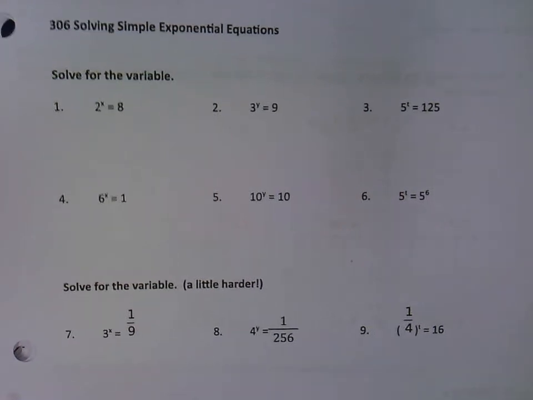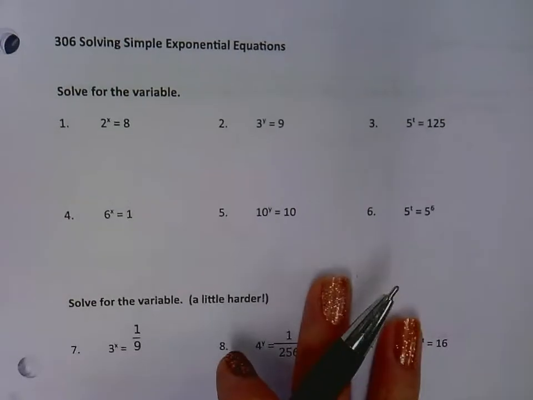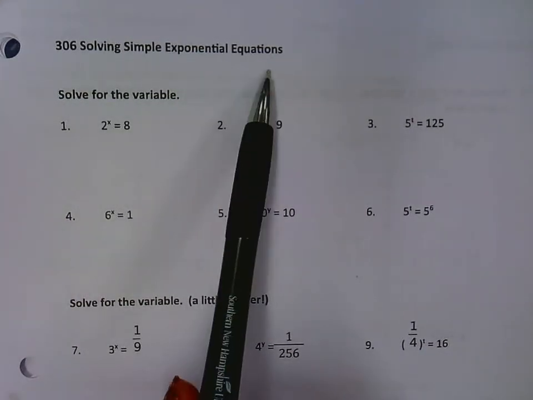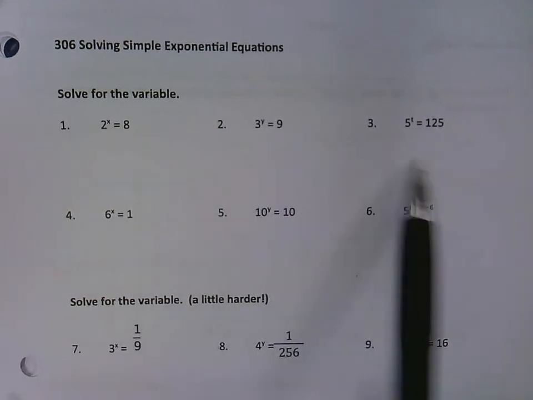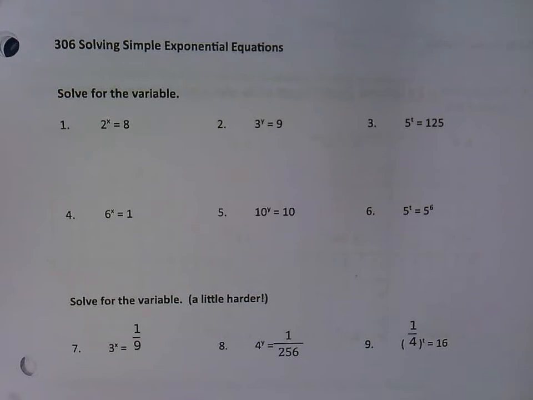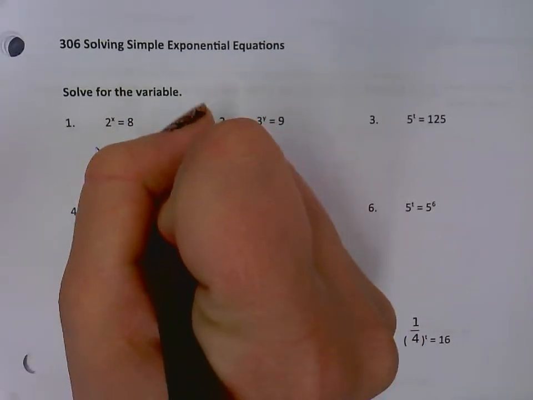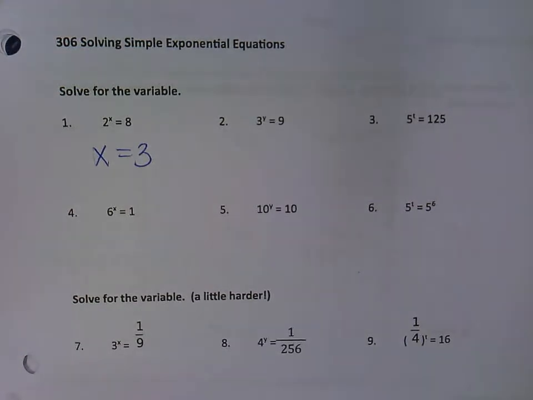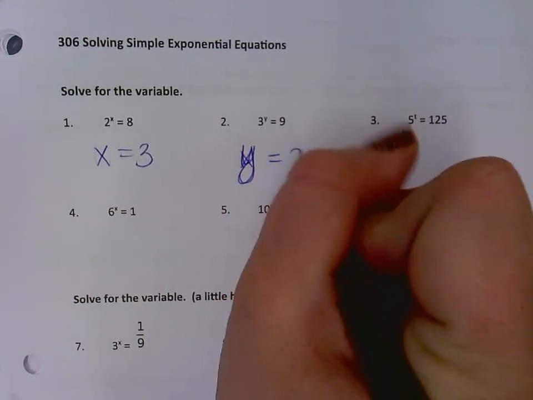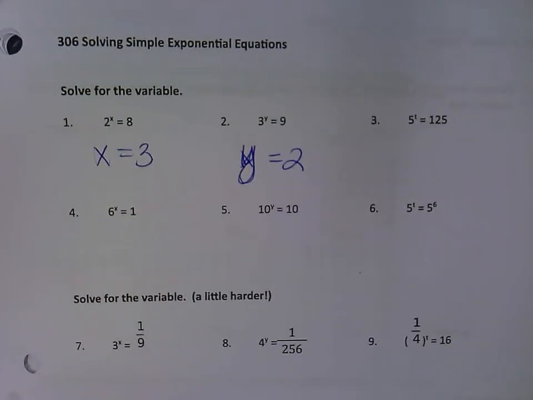So this is another, just kind of using your table of powers. These are called solving simple exponential equations because they all come from the table of powers. So like 2 to what power would give me 8? So we're going to do all these in our head. So x would equal 3. What about number 2? 3 to what power would give me 9? So y equals 2. Okay, try 3, 4, 5, and 6.